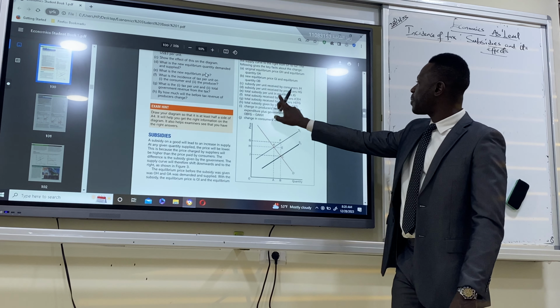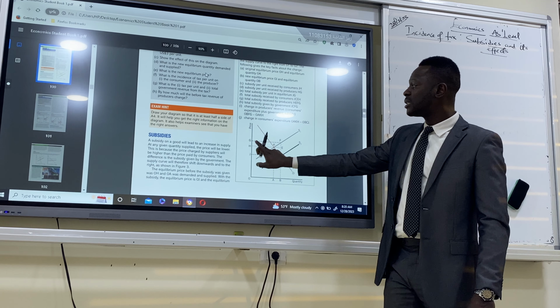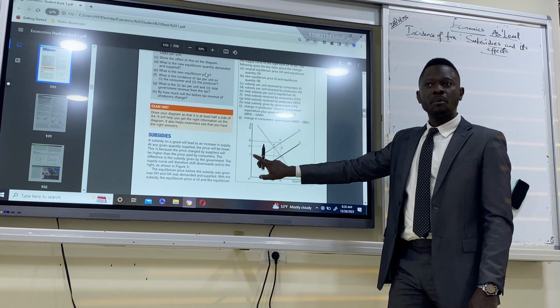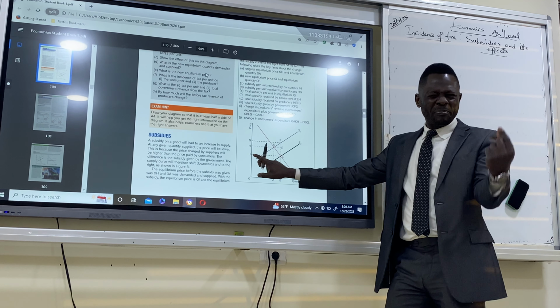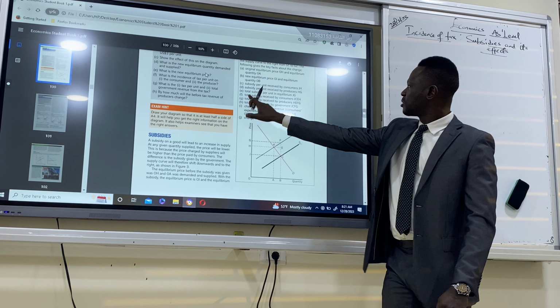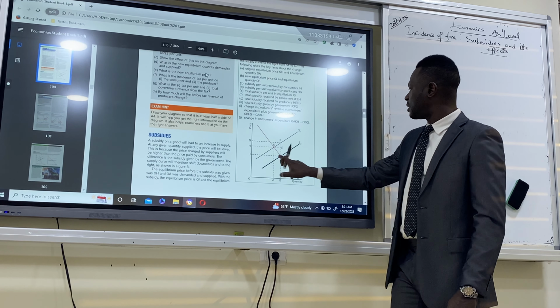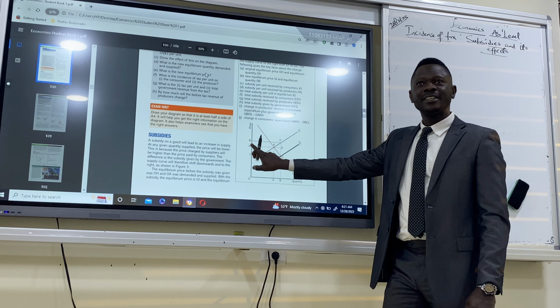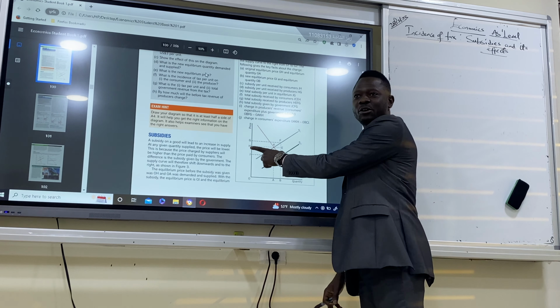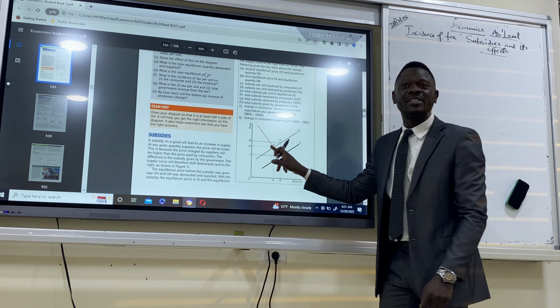Then, total subsidy per unit at equilibrium will be JG. This is the total subsidy. But how is it being paid? Consumers are paying one, government is paying two. So total subsidy received by consumers will be JCEH. JCEH. This is the subsidy that consumers have received. And that is the reason why the supply curve has shifted rightward.